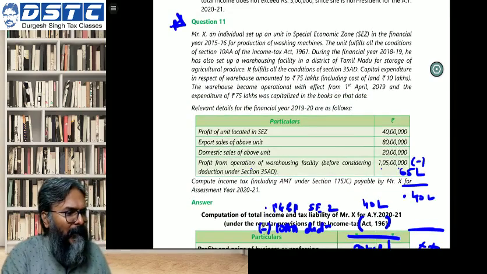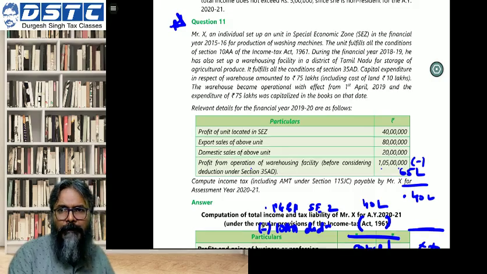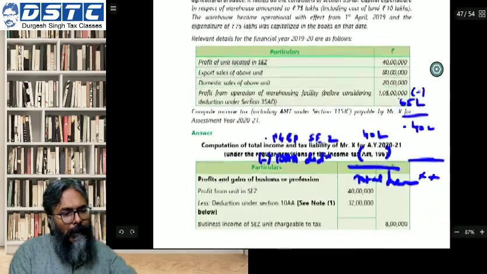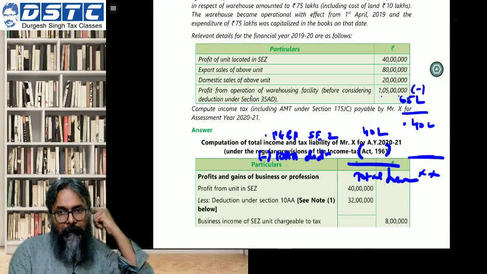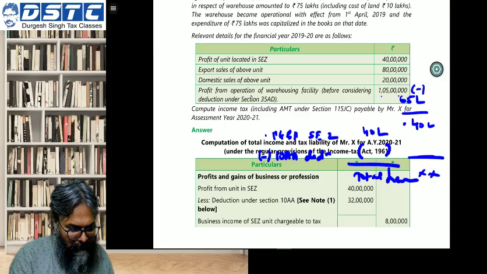5 minutes time I am giving to all of you. Quickly do this and try to calculate all on your own now. You have to practice this once. 5 minutes time, quickly.